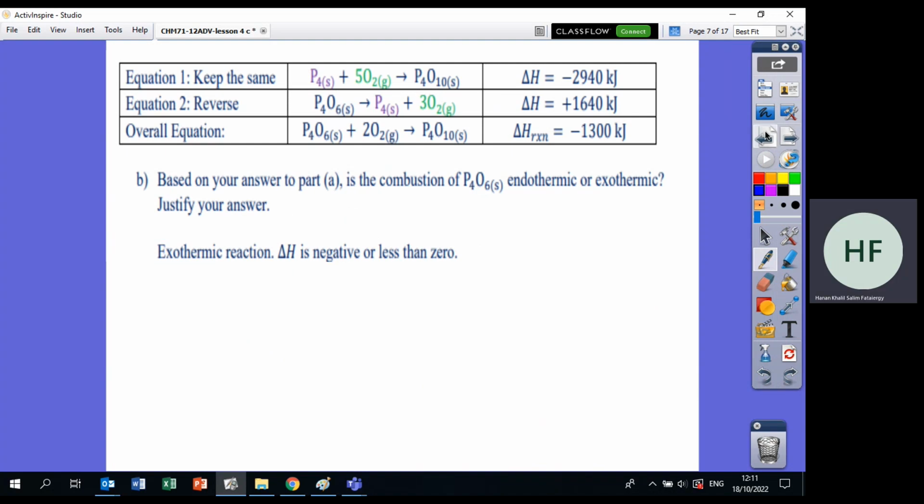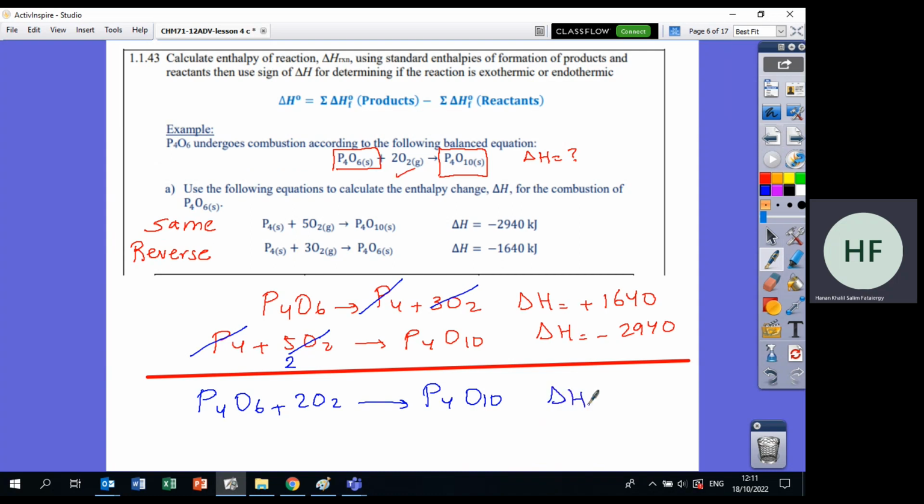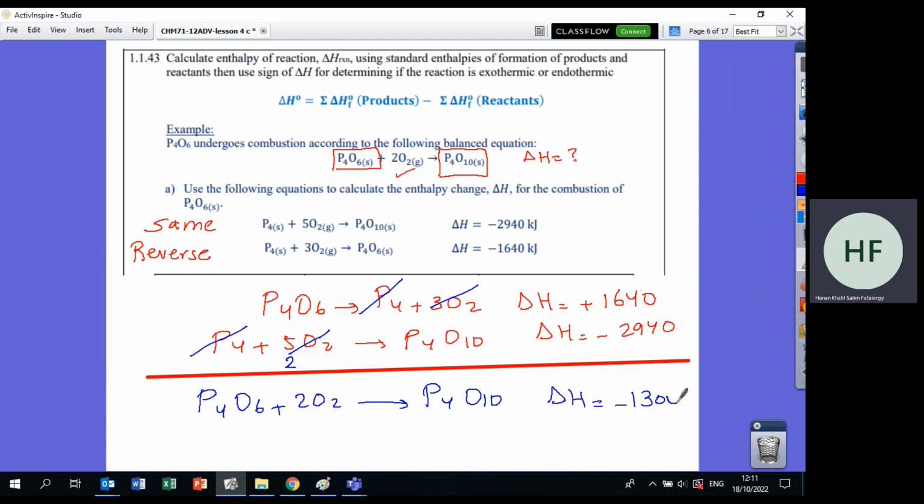Okay, so the answer will be minus 1300. So delta H is equal minus 1300. The unit is kilojoules. Now, is this reaction exothermic or endothermic? Because delta H is negative, the reaction is exothermic.